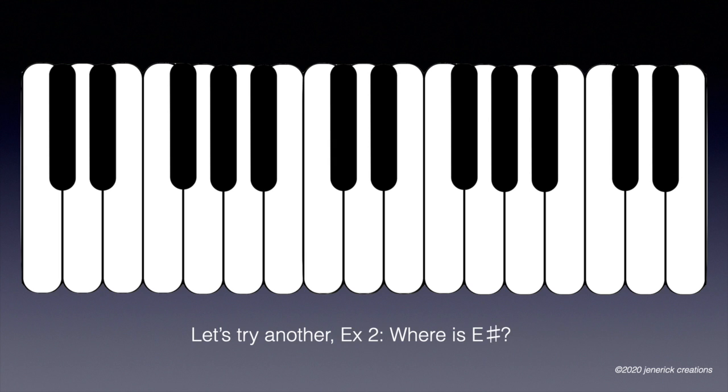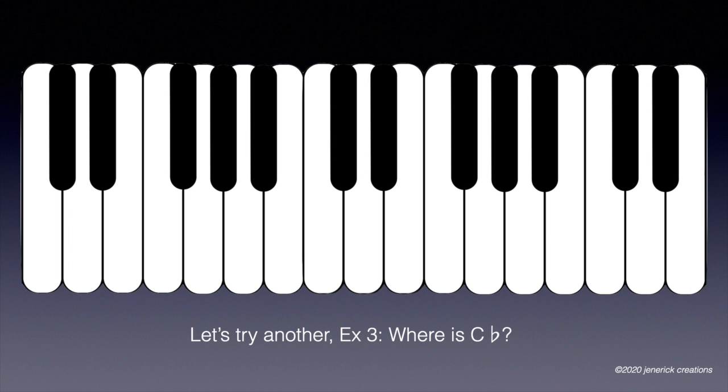Let's try another. Where's E sharp? Again, let's find C and go in alphabetical order up to E. Again, sharp. In the old way of thinking, we used to go up and to the right, but there's no black key there. So instead, we just move a half step because that's what a sharp tells us to do, and that happens to be a white key in this instance. And that white key is F, or F natural. So E sharp and F natural are enharmonic equivalents.